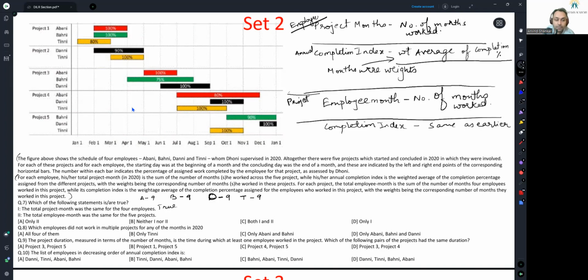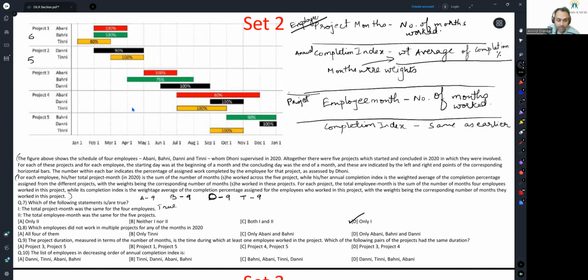The second one is, the total employee months was the same for the 5 projects. For the first project, 2, 2, 2, 6 employee months. For the second project, we had 3 and 2, 5. We've already found a discrepancy. No, these are not identical. So the answer to the 7th question has to be only 1.